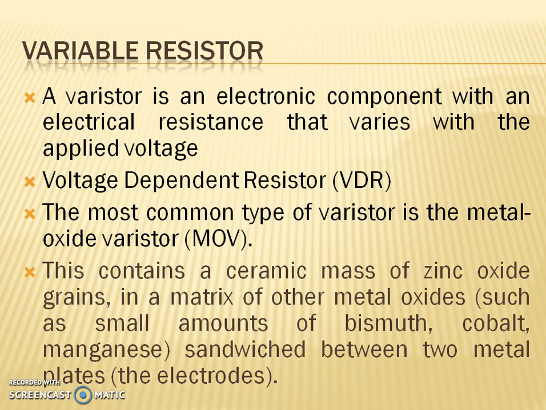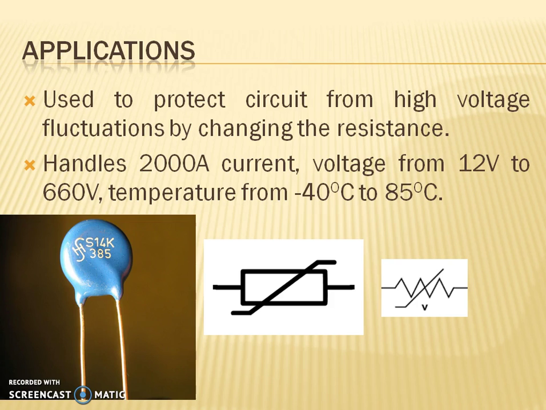Now comes the varistor. A varistor is an electronic component with electrical resistance that varies with the applied voltage, and the voltage dependent resistor, VDR, is also available. The most common type of varistor is a metal oxide varistor. This contains a ceramic mass of zinc oxide grains in a matrix of other metal oxides, such as small amounts of bismuth, cobalt, manganese, sandwiched between two metal plates, the electrodes. Applications: used to protect circuits from high voltage fluctuations by changing resistance, and handles up to 1000 ampere current, voltage from 12 volt to 660 volt, temperature from -40 degrees centigrade to 85 degrees centigrade.